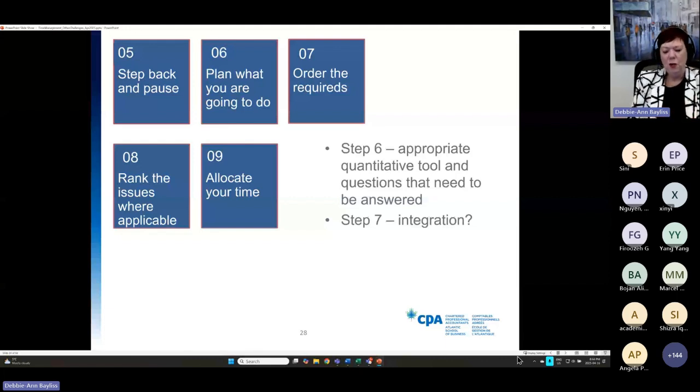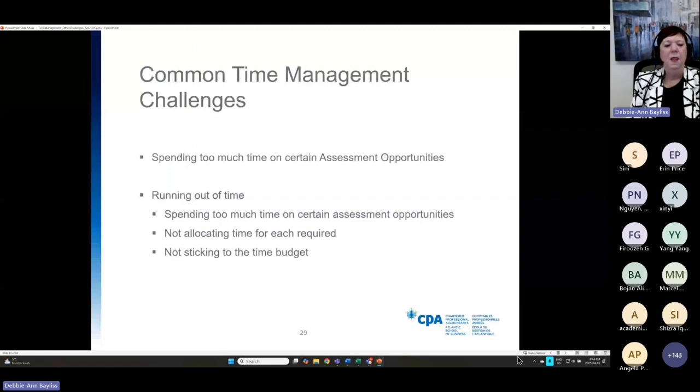Before we order the requireds and do the time allocation, I want to talk about the common time management challenges. What happens is candidates spend too much time in certain assessment opportunities. Sometimes that's because, this is a topic I love, I know it so well, and it's something you want to do. You're excited about it and you spend a disproportionate amount of time. Sometimes it's because you don't have the technical knowledge. You're not sure what they're asking, or you're not sure how to approach it.